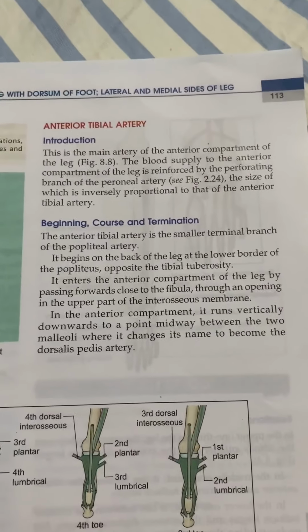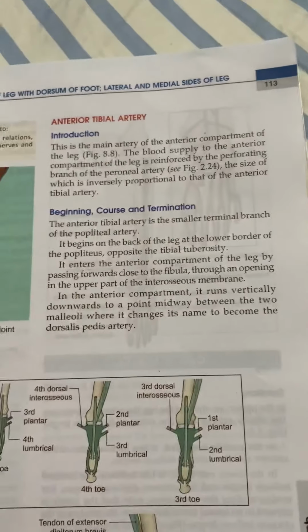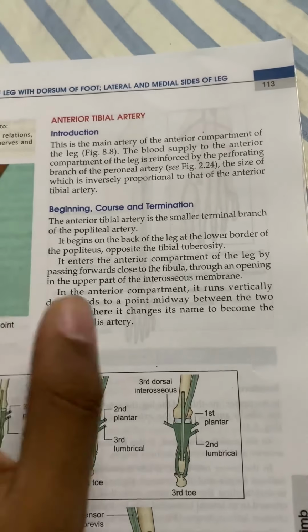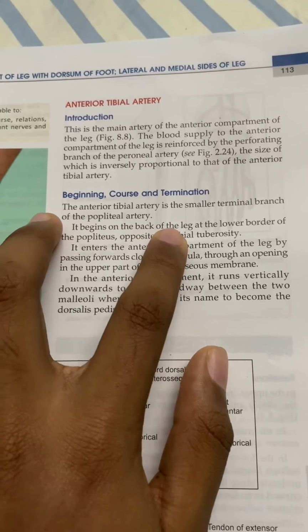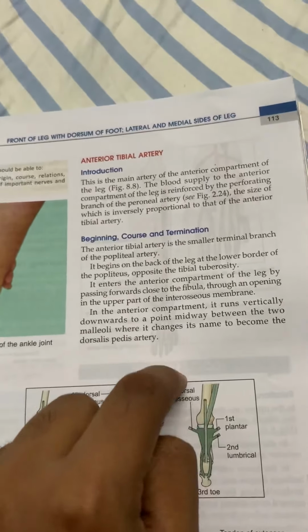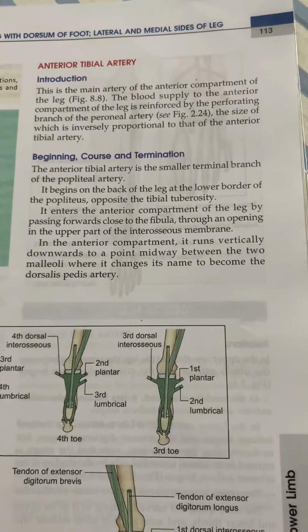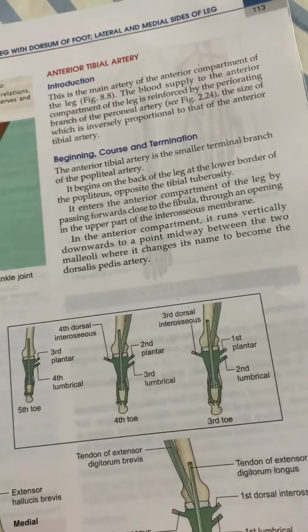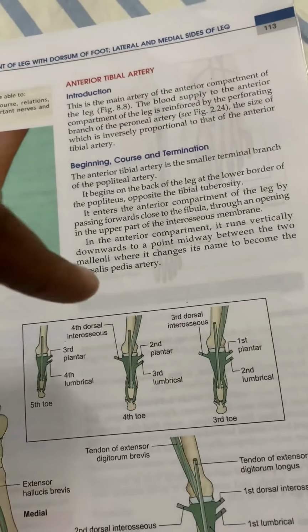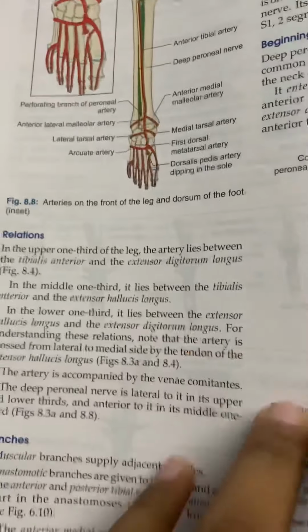And when we talk about the anterior tibial artery, this is the easiest artery to remember if you ask me. So it supplies the muscles in the anterior compartment of the leg. That is one point. What happens is it begins on the back of the leg, as it is a smaller terminal branch of the popliteal artery. So how does it enter the anterior compartment? So in the interosseous membrane there is a gap. So it enters the anterior compartment by passing close to the fibula through an opening in the upper part of the interosseous membrane, and then it runs vertically downwards to a point midway between both the malleoli. So you can see right here. Okay, it pierces and then just goes vertically downwards.